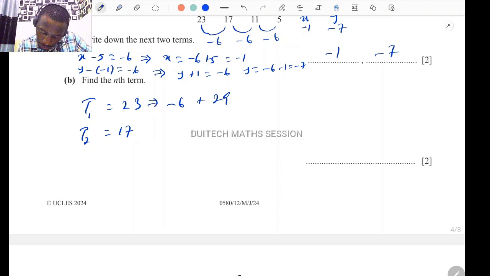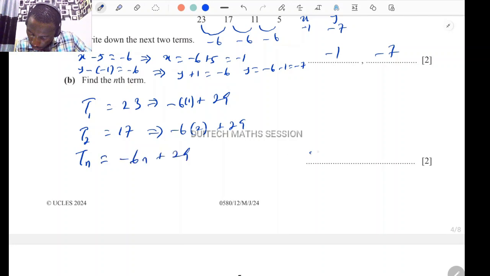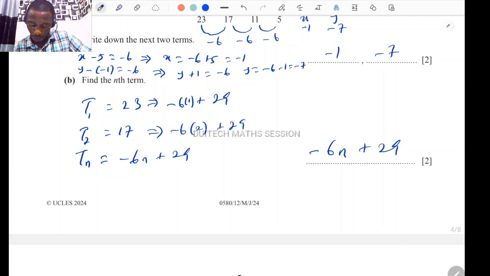So if you look at it directly, the nth term is a multiplication of minus 6. Let's see if it works here. Minus 6 in bracket 2 plus 29, will I have 17? So we'll check. That is minus 12, plus 29, yes. So that means my Tn is equal to minus 6n plus 29. That is how to solve it.